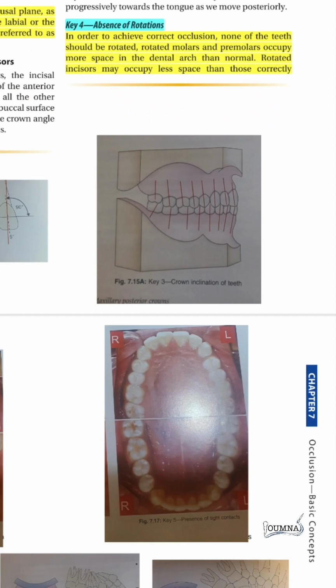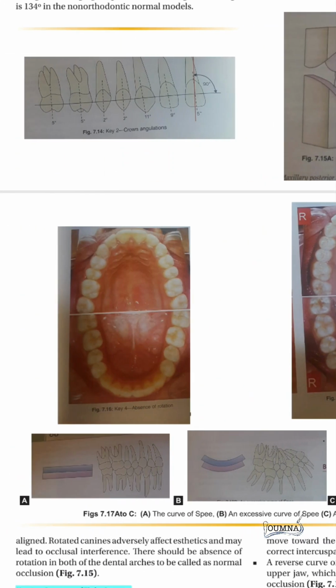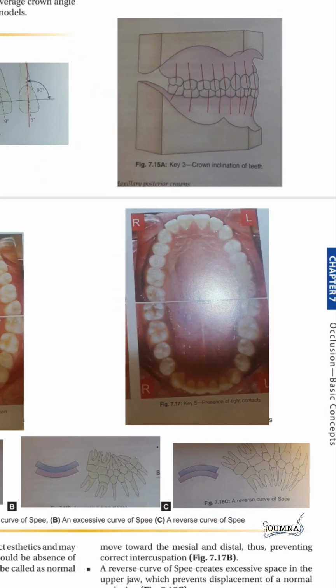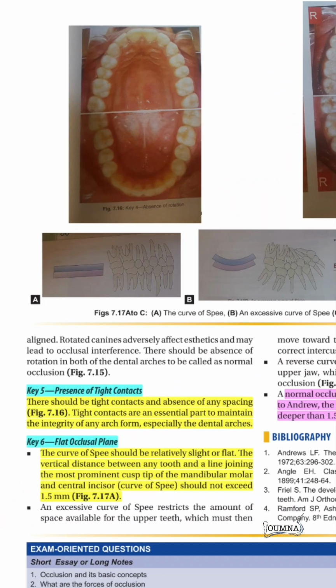Axis of rotation is the key 4 of Andrews' normal occlusion keys. In order to achieve correct occlusion, none of the teeth should be rotated. Why? Because rotation of teeth will make them occupy more space inside the arch if they are posterior teeth, and if they are anterior teeth, they will occupy less space, which means there will be a difference in the arch length and it will cause malocclusion.